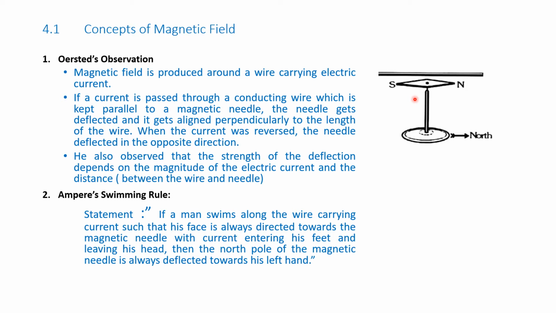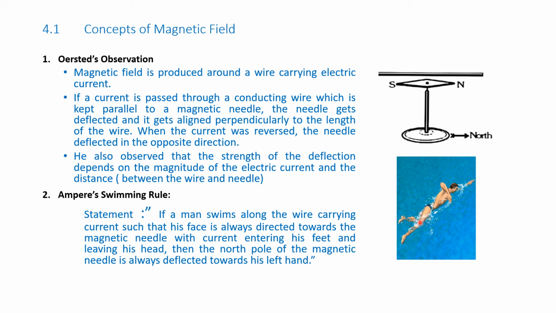In Ampere's swimming rule, we will study the direction of the magnetic field and electric current. Ampere's swimming rule says that if a man swims along the wire carrying a current such that his face is directed towards the magnetic needle, with current entering his feet and leaving his head, then the north pole of the magnetic needle is always deflected towards his left.